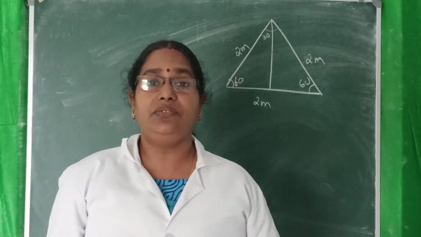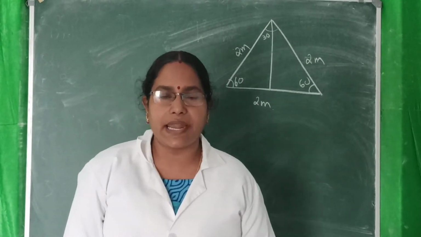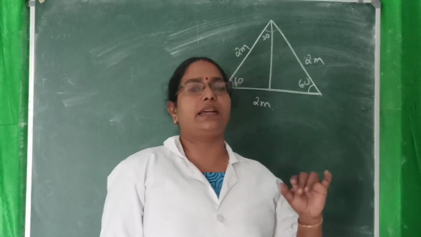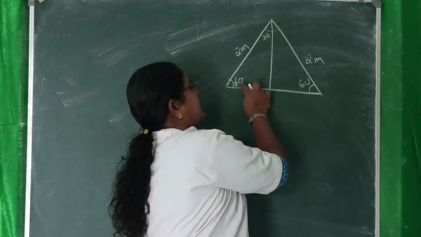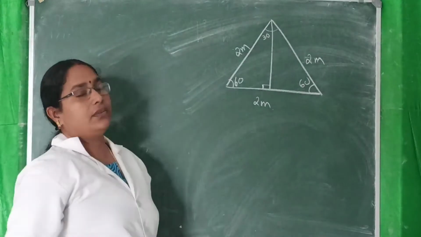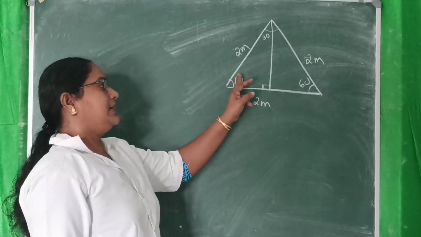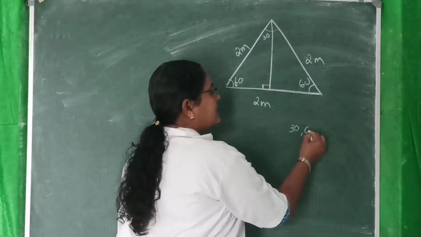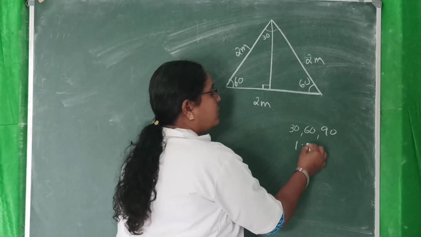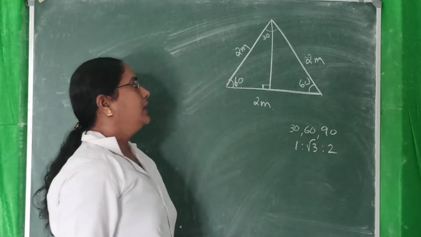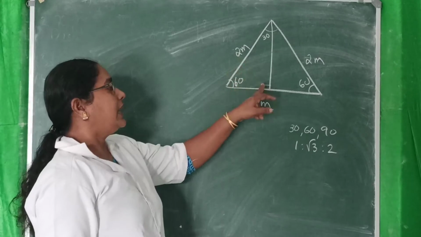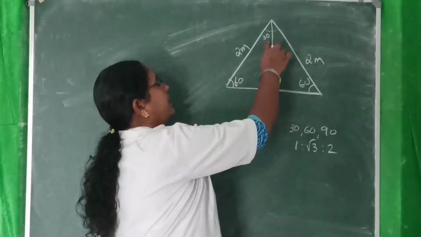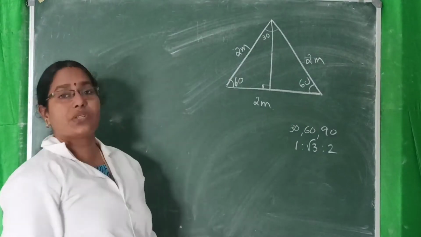You are studying the basic concepts. One is the 45, 45, 90 triangle, whose sides ratio is 1:1:root 2. Here the angles are 30 degrees, 60 degrees, 90 degrees. Using that method you can find the sides, with ratio 1:root 3:2. Here the side opposite 90 is 2 meters. We can find this using the sides ratio, or otherwise using Pythagoras.